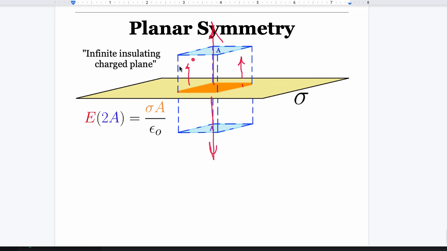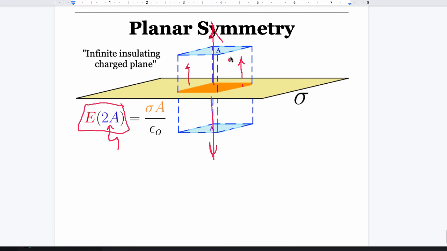So the only contribution to the flux is through the top face and the bottom face. But there's two of them. That's why I have 2A here. Whatever your area was of the top one and the bottom one, that's what your Gauss's flux is going to be. Now, you might be like, what do I write as the area? Is it height times width? It doesn't matter, because watch.